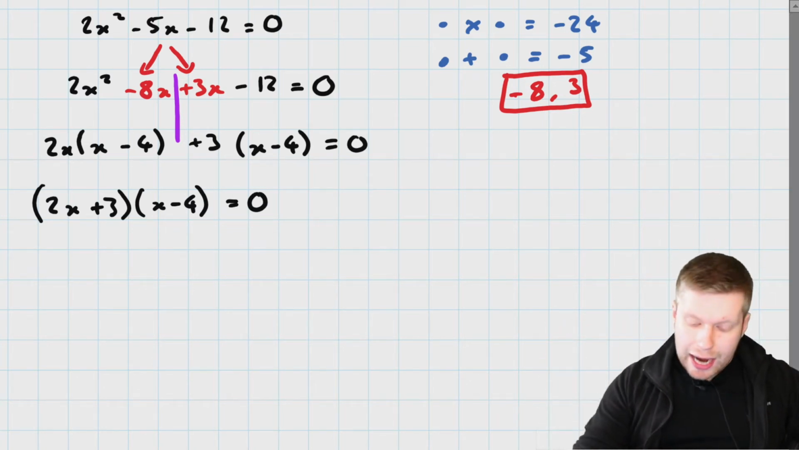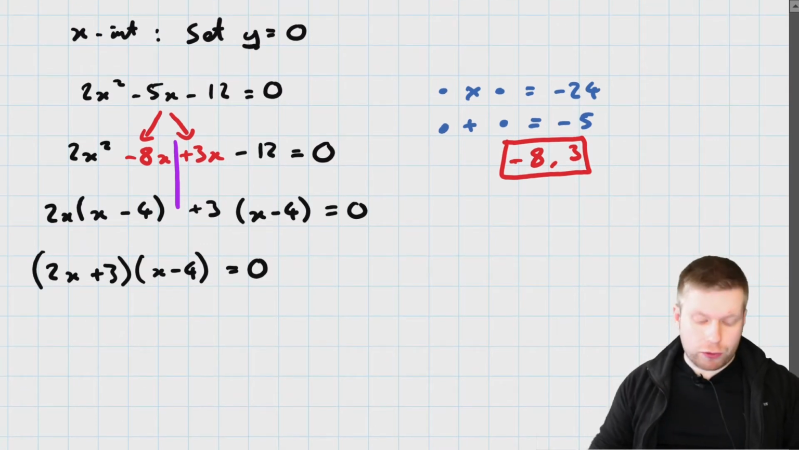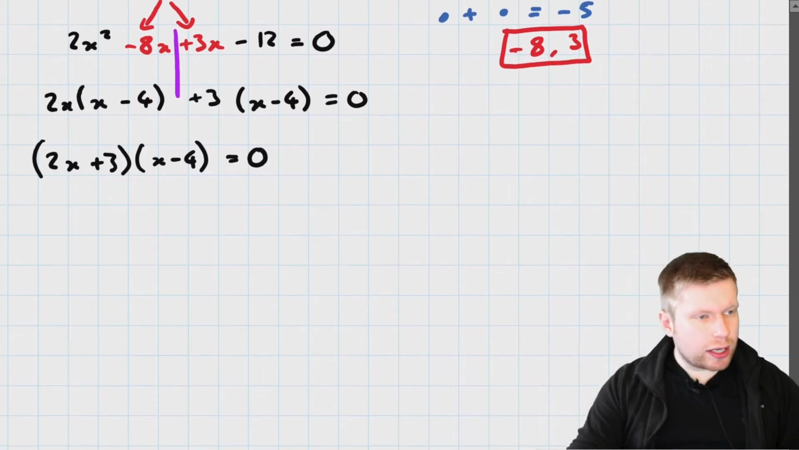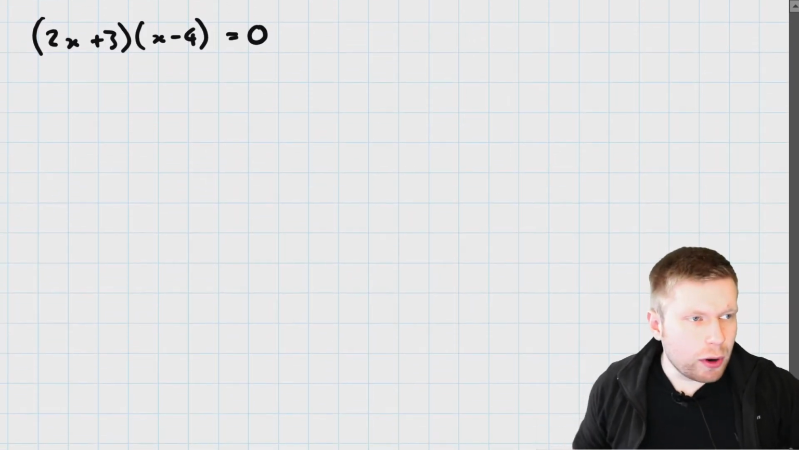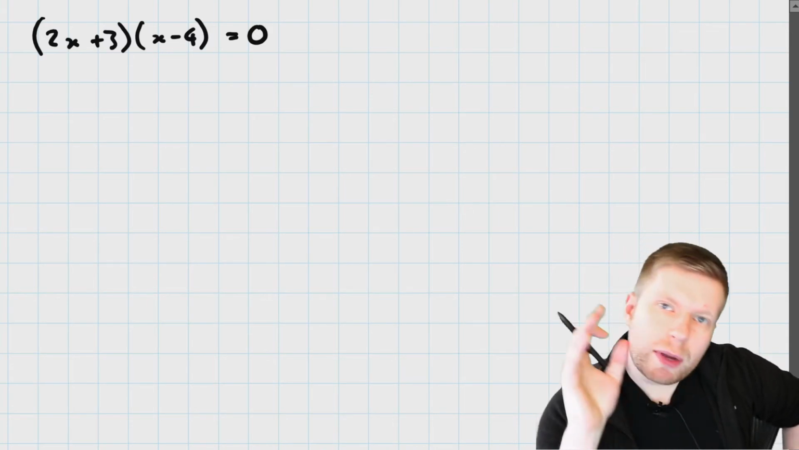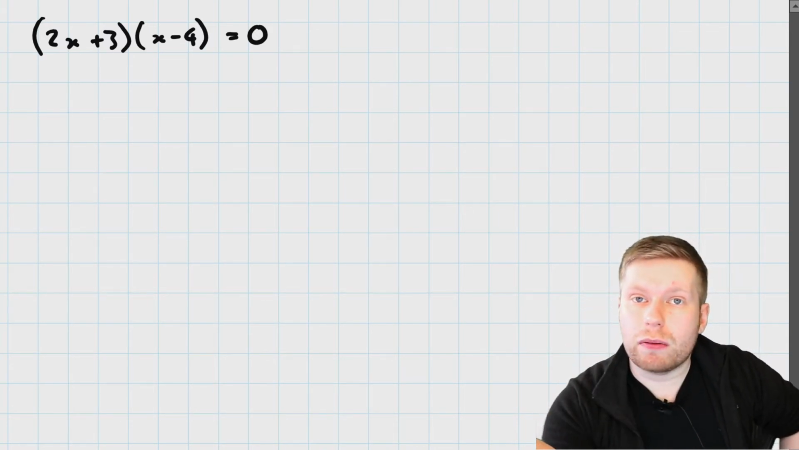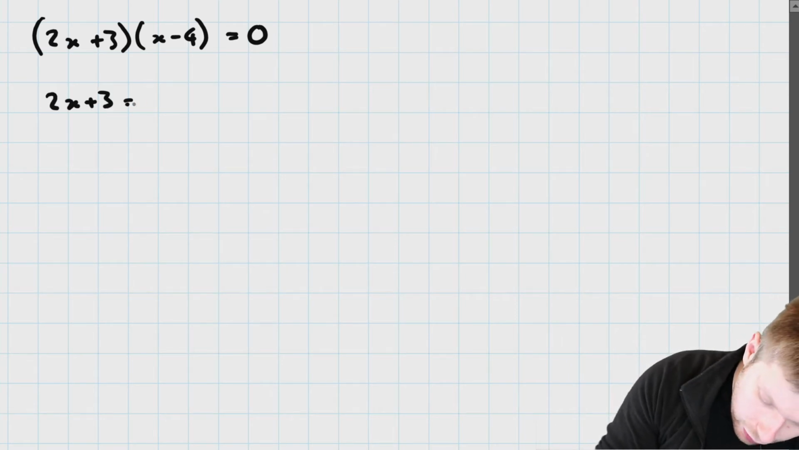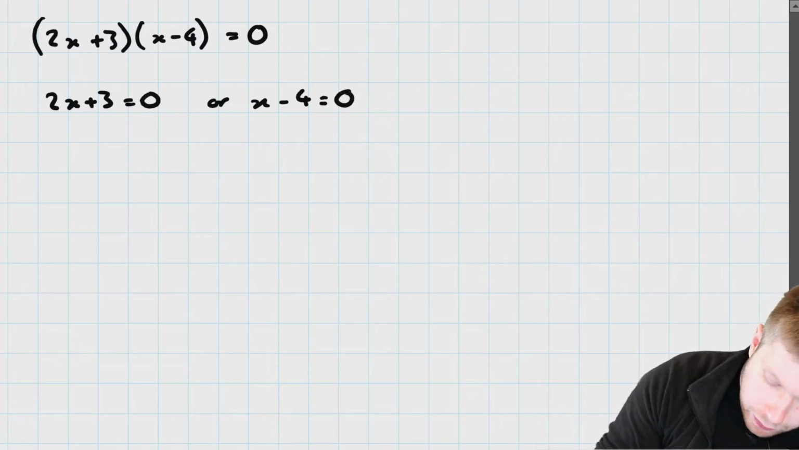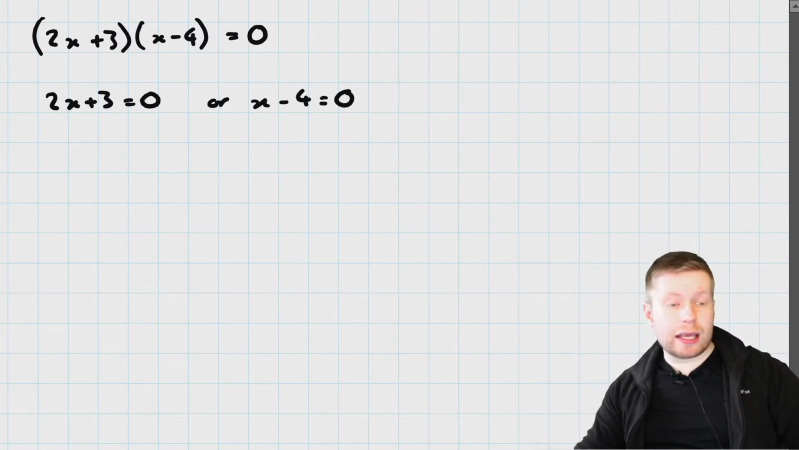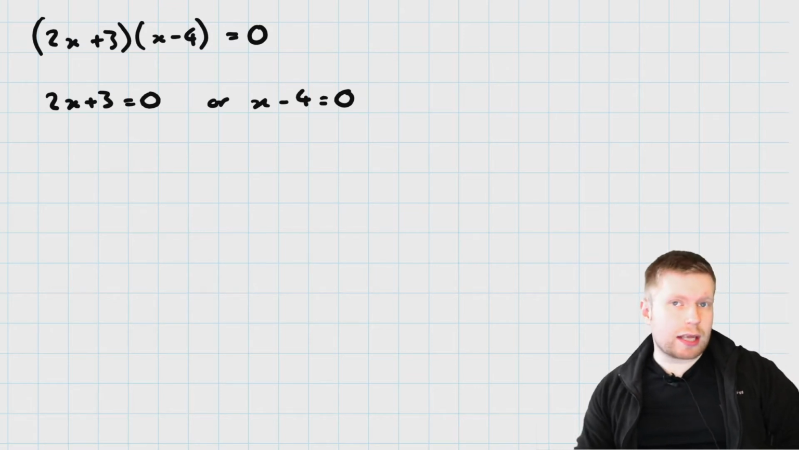But in this case I actually want to find my values of x, I actually want to find my x-intercepts. So in order to find my x-intercepts I need to try and solve this. So how can I solve it? Well, first of all, you notice that I have two things being multiplied together and they equal 0. So therefore either the left hand side, the 2x plus 3, has to equal 0, or the right hand side, the x minus 4, has to equal 0. Okay? It's really important there, because I've got two things being multiplied together and they equal 0, at least one of those things has got to be equal to 0.